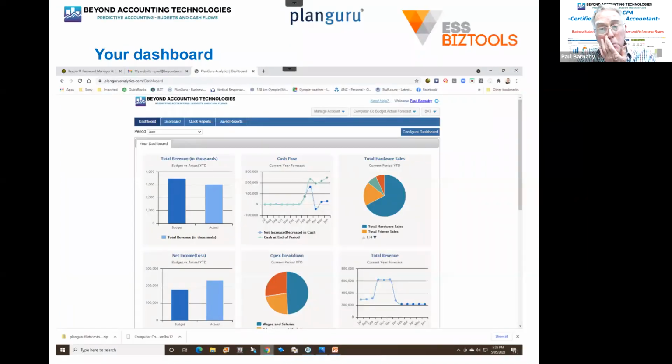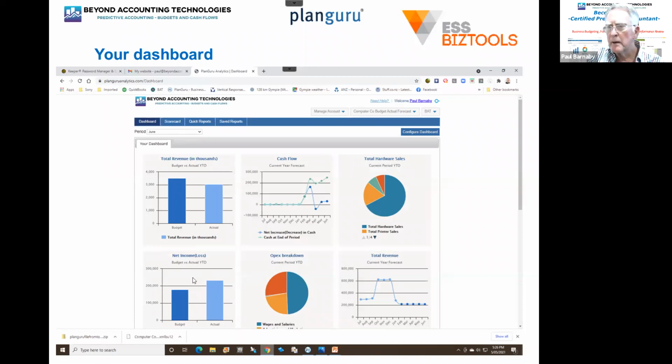I mentioned dashboards before. Plan Guru are already at this level. This is available with the current tool, and it is cloud-based. You can self-style it. It doesn't have to have Plan Guru. Well, we've got Plan Guru, ESS, BIZTOOLS, and Beyond Accounting Technologies up here, but you can just have Beyond Accounting Technologies. And you can style your dashboards and reports on a client-by-client basis.